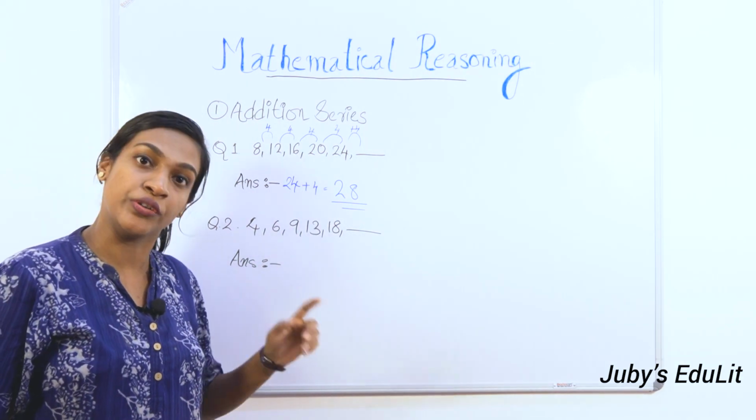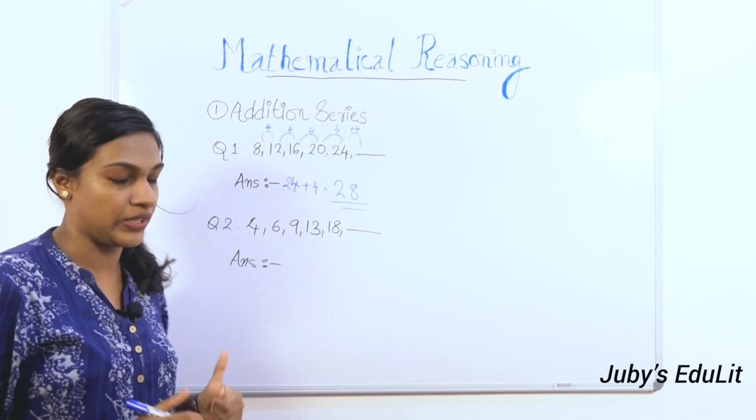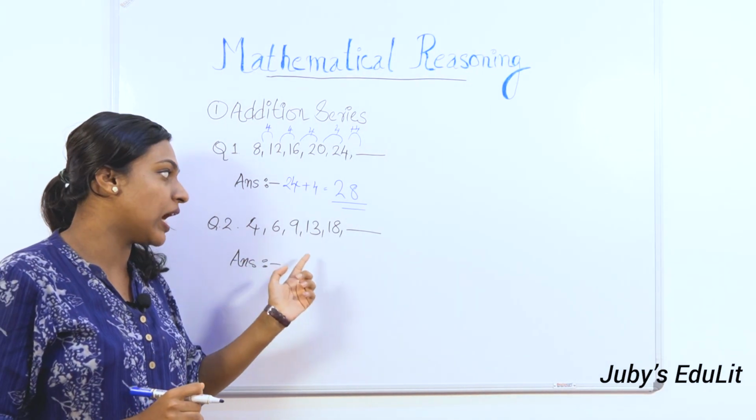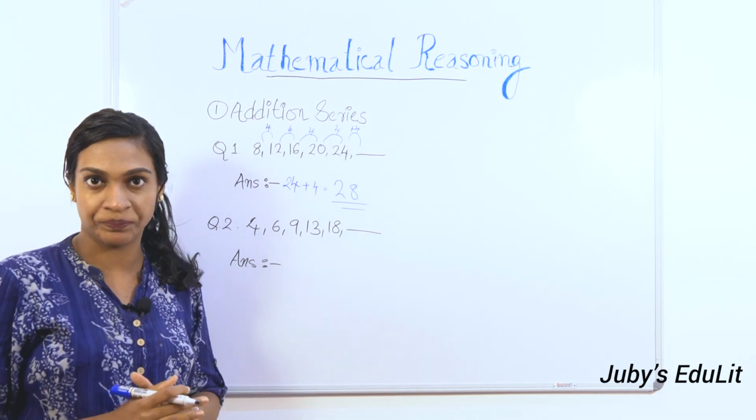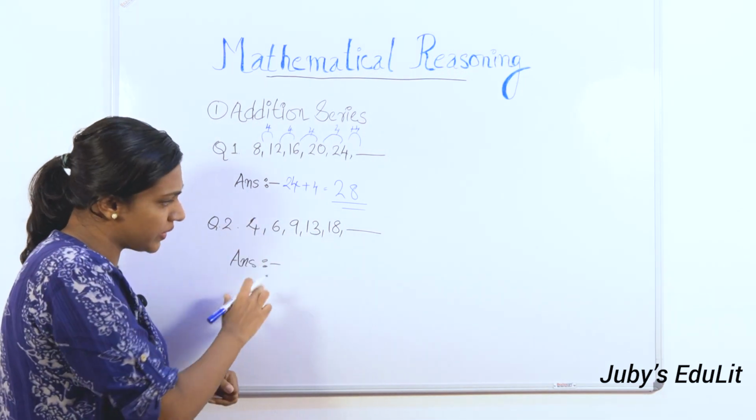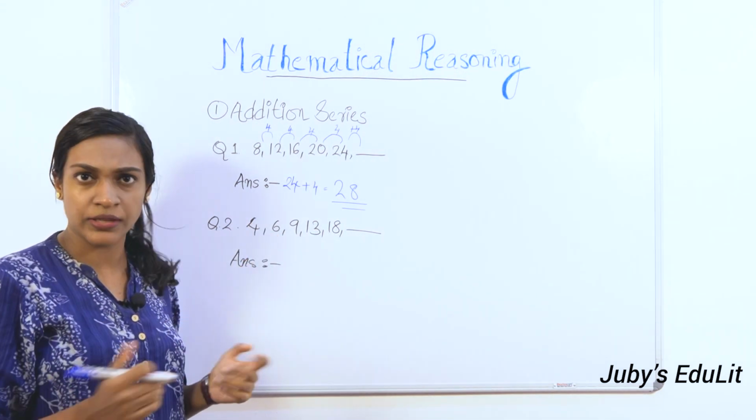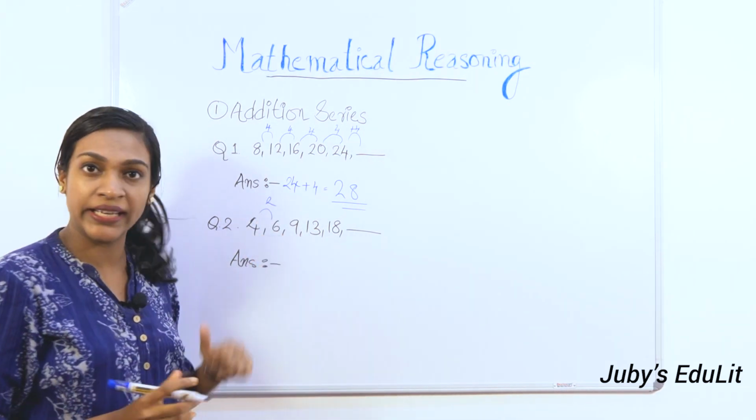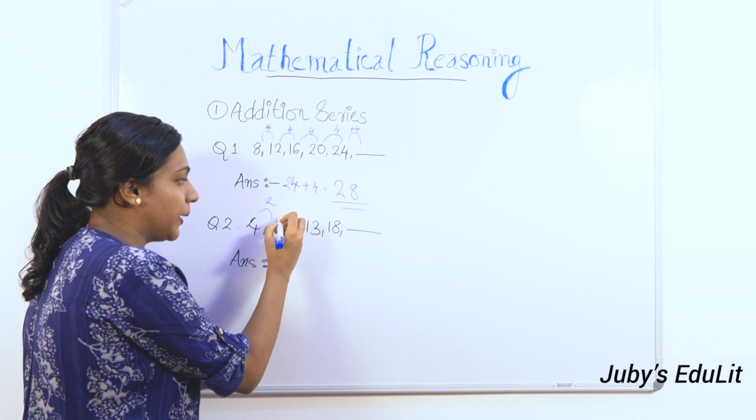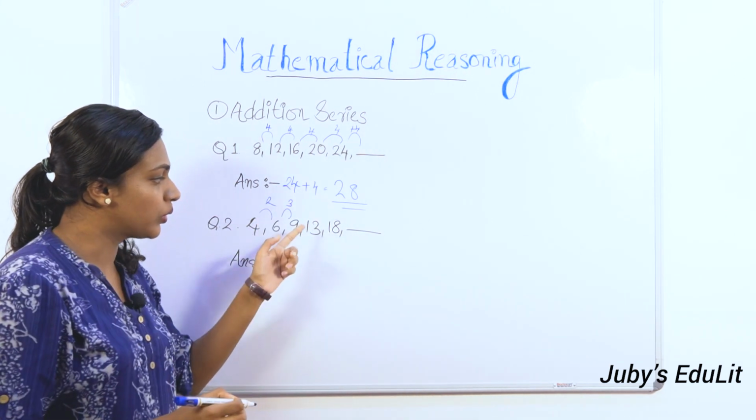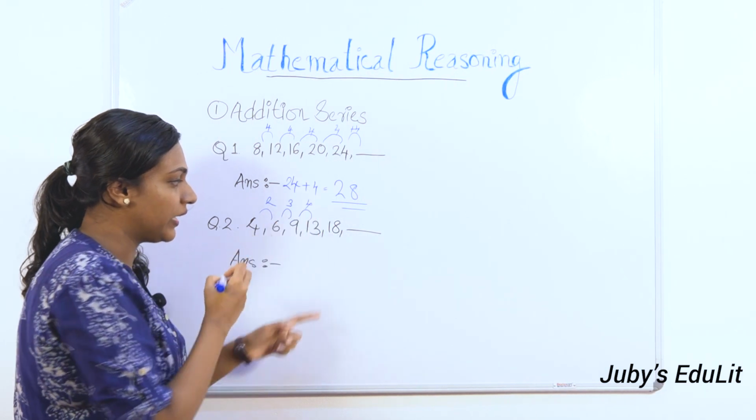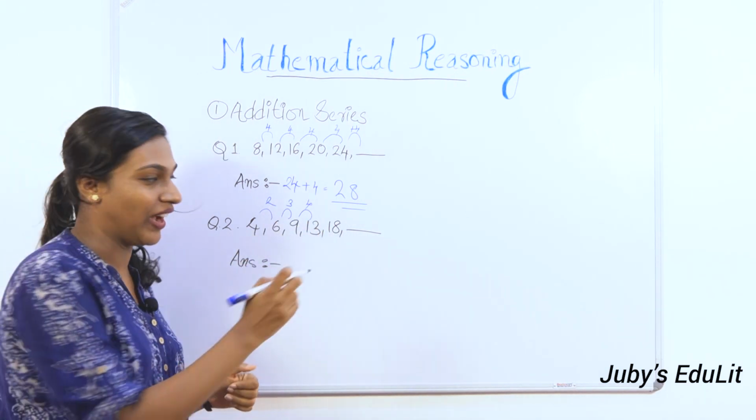Now let's look at the second number series. The question is 4, 6, 9, 13, 18. Let's find the difference between 6 and 4. The difference is 2. Now 9 and 6, what is the difference? It's 3. Now 13 and 9, it's 4. And finally 18 and 13, it's 5.